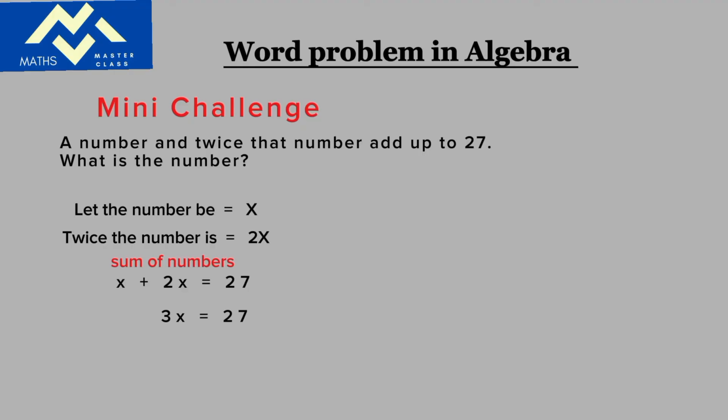Therefore, 3x equals 27. Since 3 is multiplying x, to get rid of 3, we use the opposite of multiplication. Remember, what you do to one side, do also to the other side. Now, divide both sides by 3. 3 divided by 3 is 1, and x divided by 1 is x. 27 divided by 3 equals 9. So, x equals 9. Therefore, the number is 9.